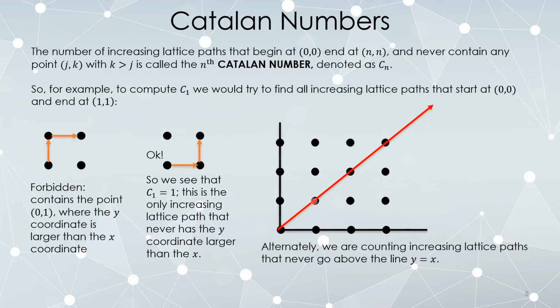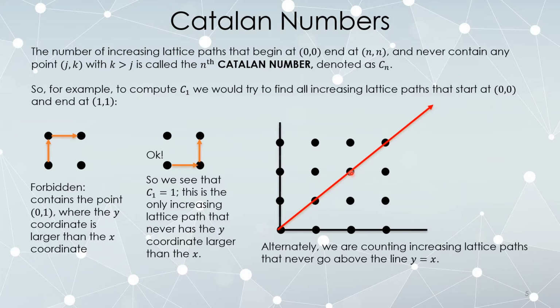So to get to 1, 1, the only two possible increasing lattice paths would be to go up and over, or over and up. But as this picture here shows, if I were to go up and over, I'd be above the red line, and that's forbidden. So the only way to get from 0, 0 to 1, 1 with an increasing lattice path that never goes above this red line is to go right and then up.